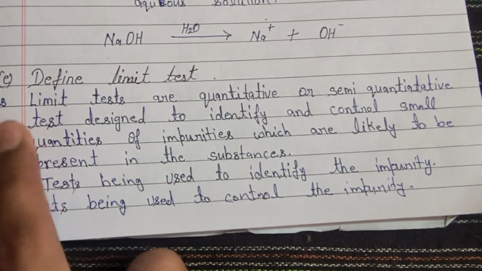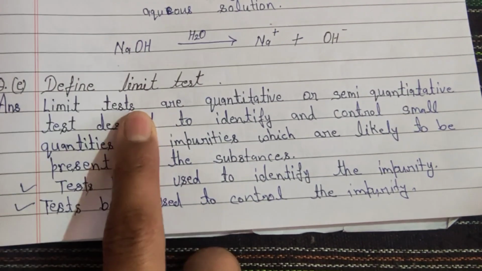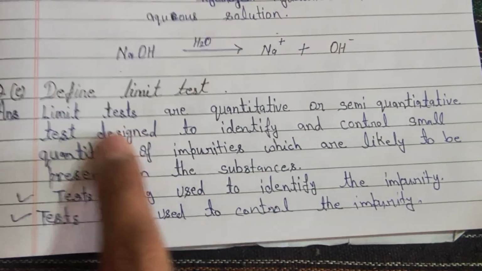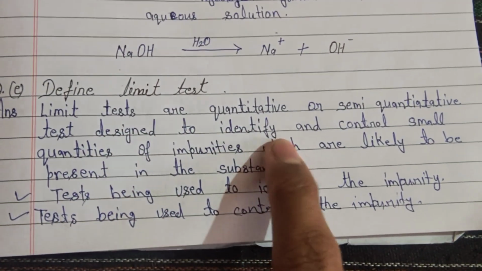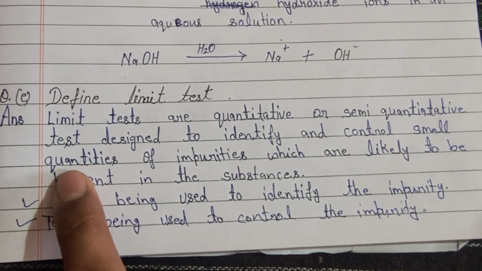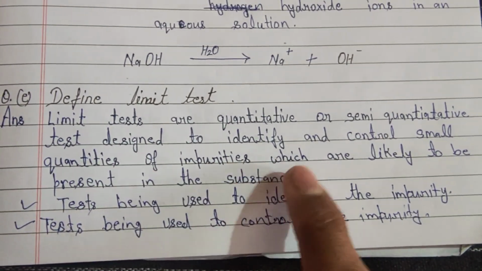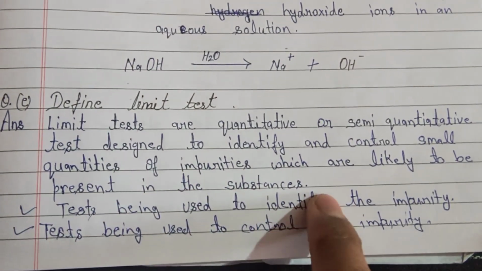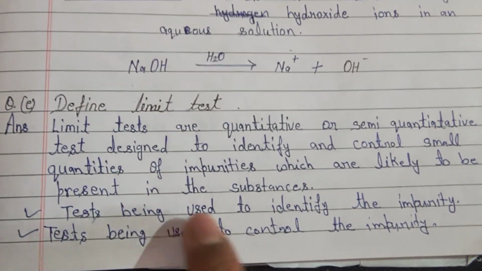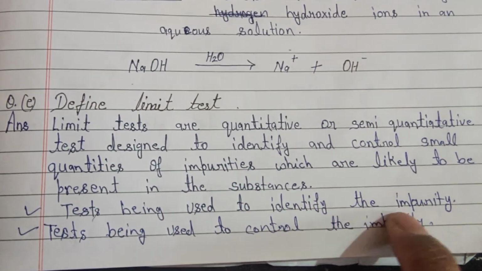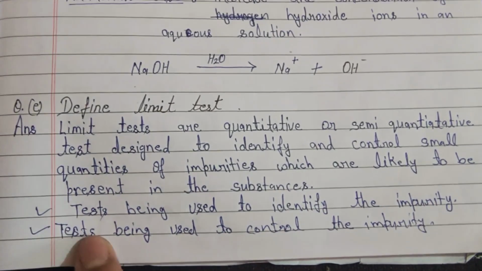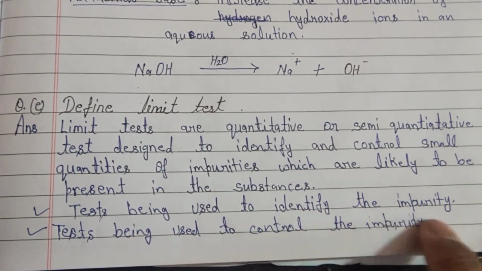Define limit test. Limit tests are quantitative or semi-quantitative tests designed to identify and control small quantities of impurities which are likely to be present in the substance. The test is used to identify the impurities. The test is used to control the impurities.